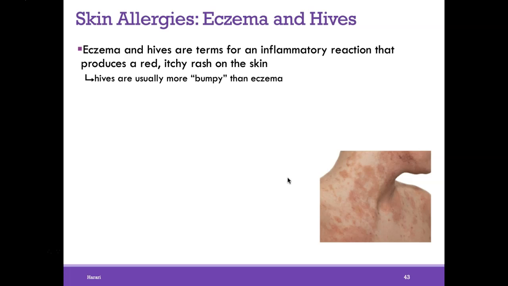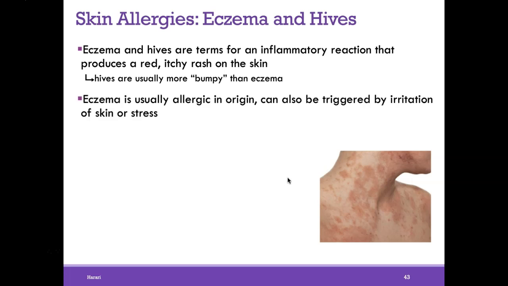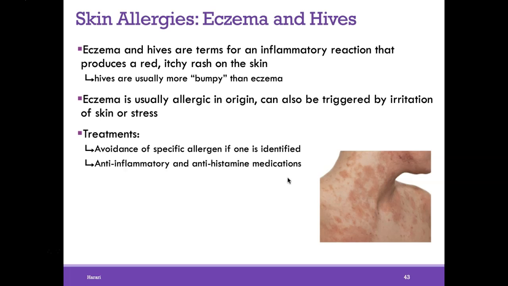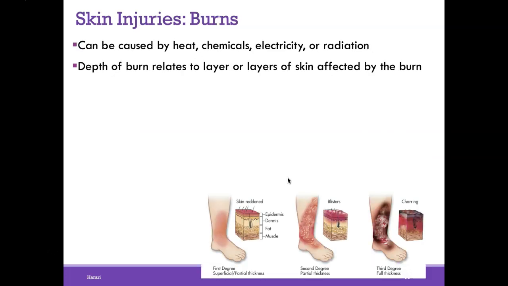Skin allergies include eczema and hives, which are inflammatory reactions that produce red, itchy rashes on the skin. Hives are usually more bumpy. Eczema is usually more flat. Eczema is usually allergic in origin, but can also be triggered by irritation or stress. Avoidance of the specific allergen is the best thing to do, but there are anti-inflammatory and antihistamine medications that are also effective. Finally, I want to talk a little bit about skin injuries, like skin burns.